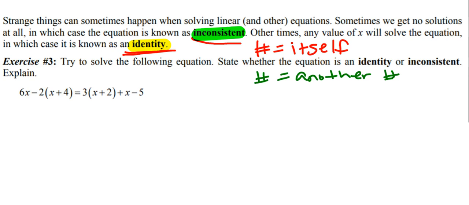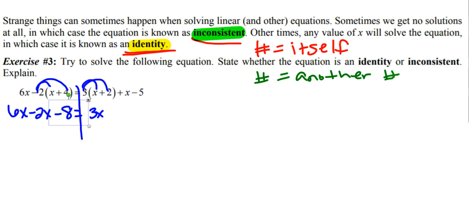So let's look at this problem. We're just going to see if it's identity or inconsistent. So first thing I have to do is solve it. I would pause the video and try to solve it on your own just for the practice. Right here, I'm going to bring down my 6x. Negative 2 times x is negative 2x. Using the distributive property, negative 2 times 4 is negative 8. And I have 3 times x is 3x, 3 times 2 is 6, plus x minus 5.